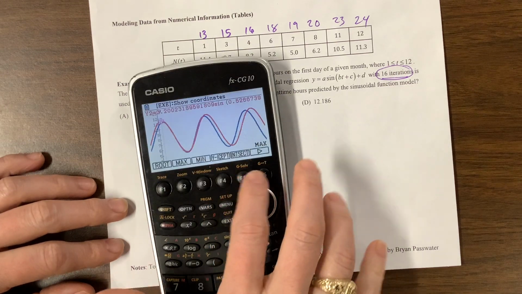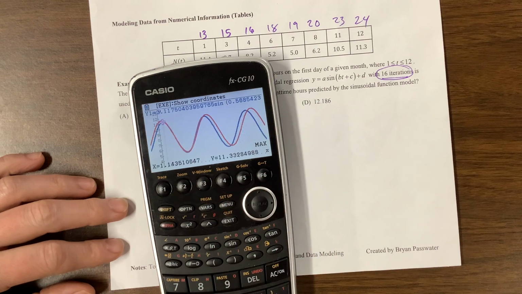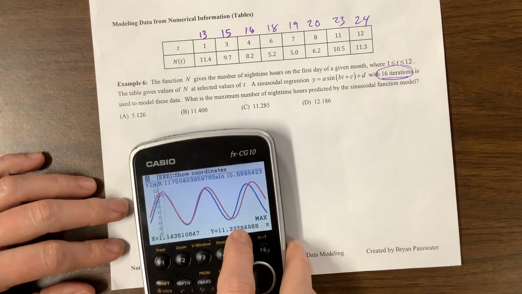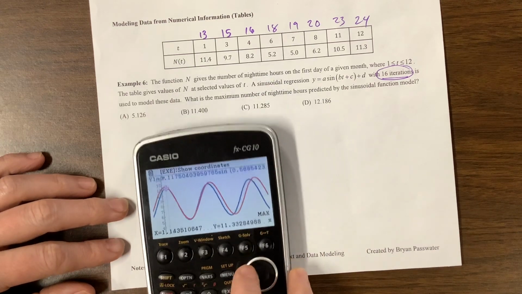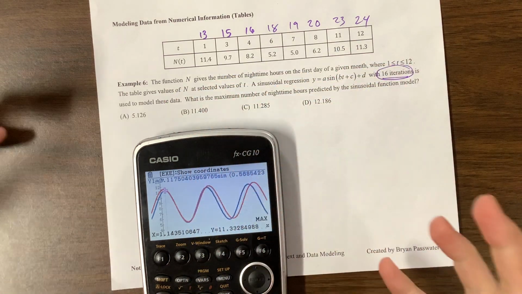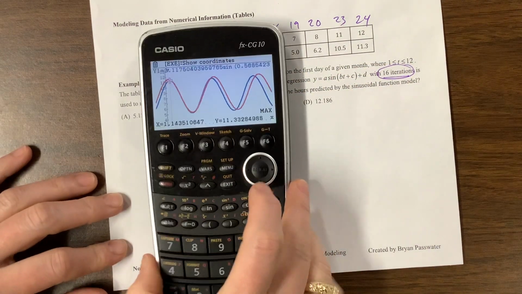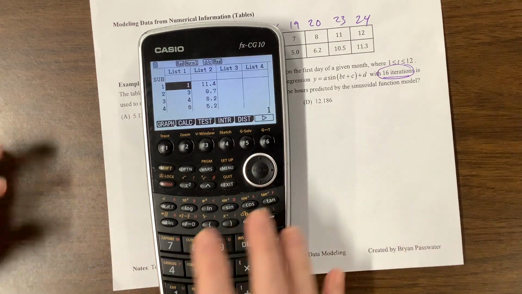Let's check the other one. G-solve, the max of that first one was 11.33, which didn't match what we got. Then the new one had 11.55, which was bigger, but not an answer on here. So let's see, if we go back, I think we have to do another iteration.